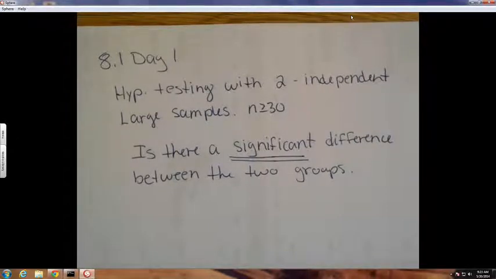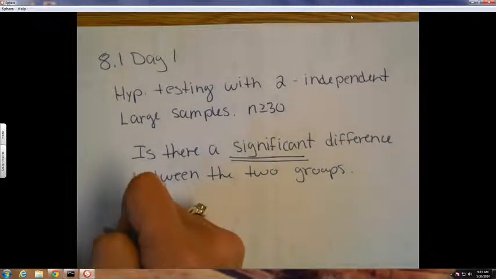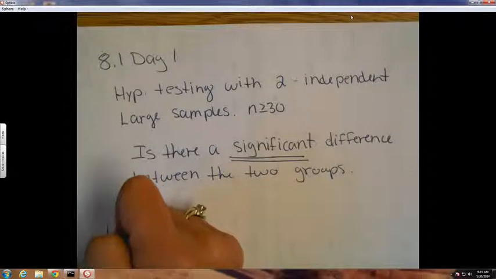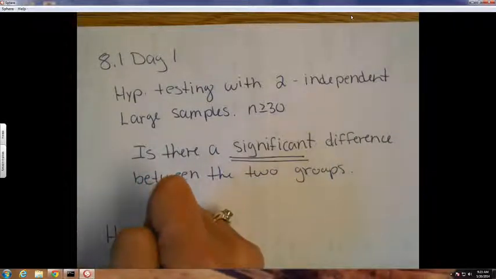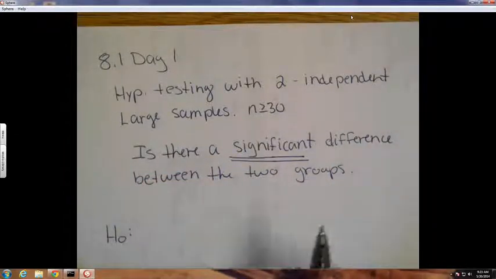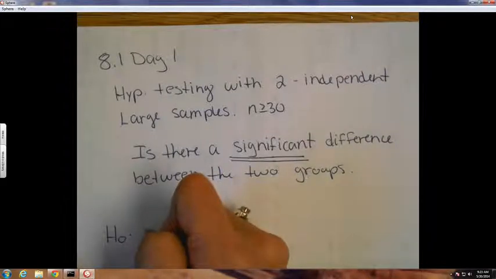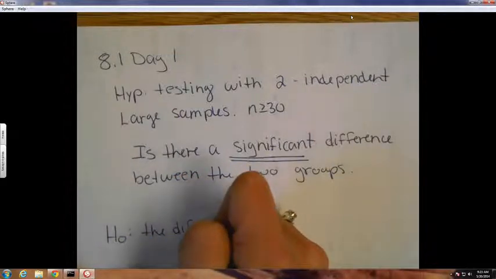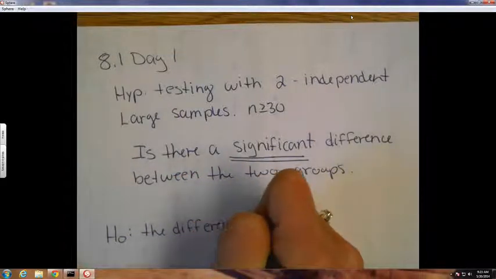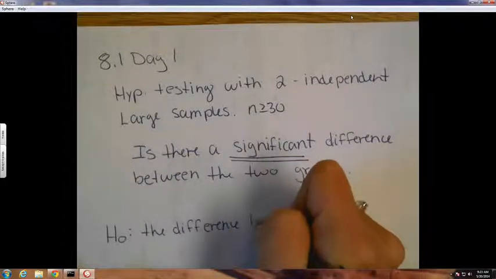Let's see, two samples, testing a claim about the difference in two parameters, not the actual parameters. Is there a significant difference? Okay, so the H0 here is the difference between the two groups.